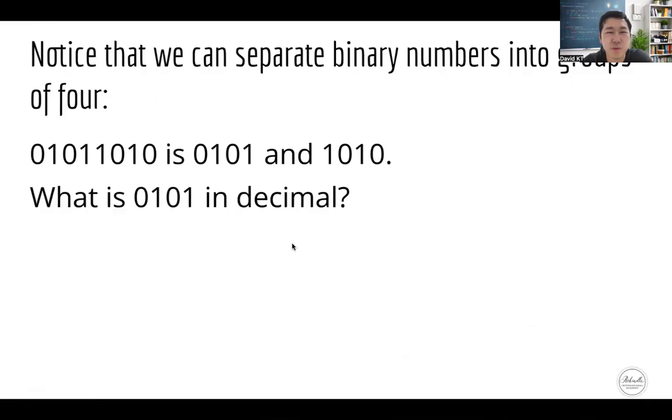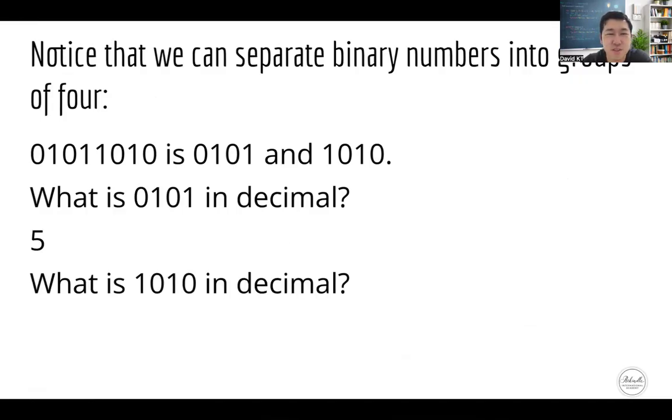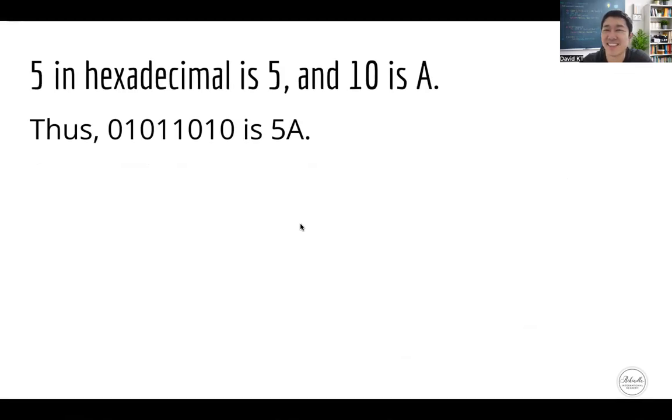So what is 0101 in decimal? That's 5. What is 1010 in decimal? It's 10. What's 10 in decimal or hexadecimal? It's A. So the answer is 5A.